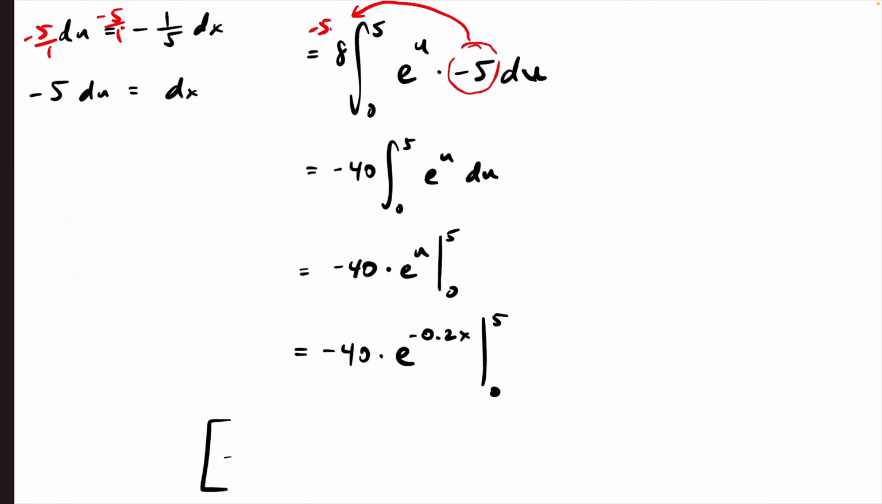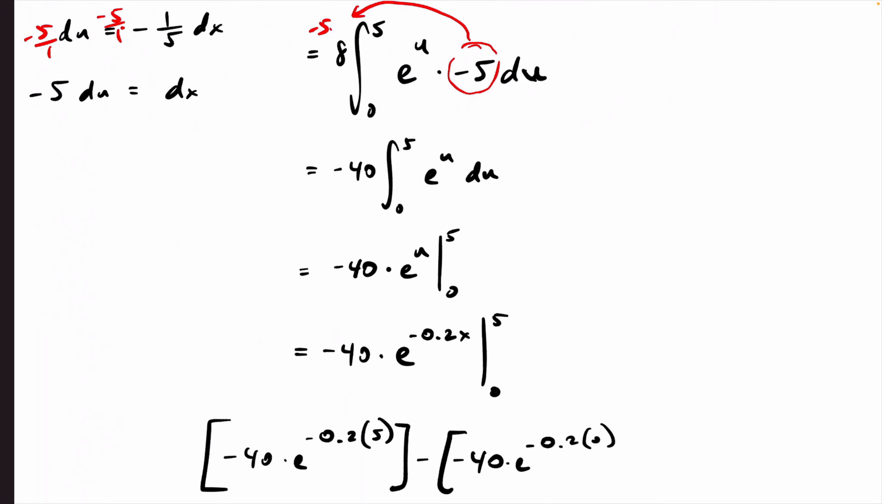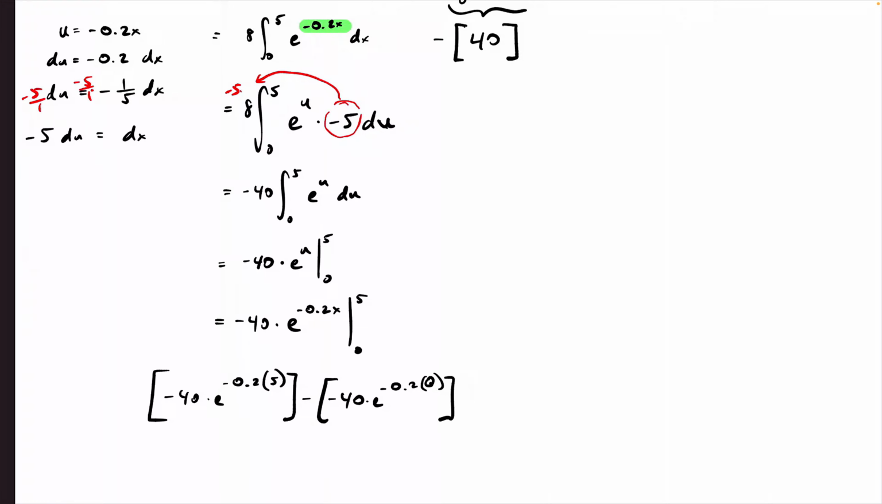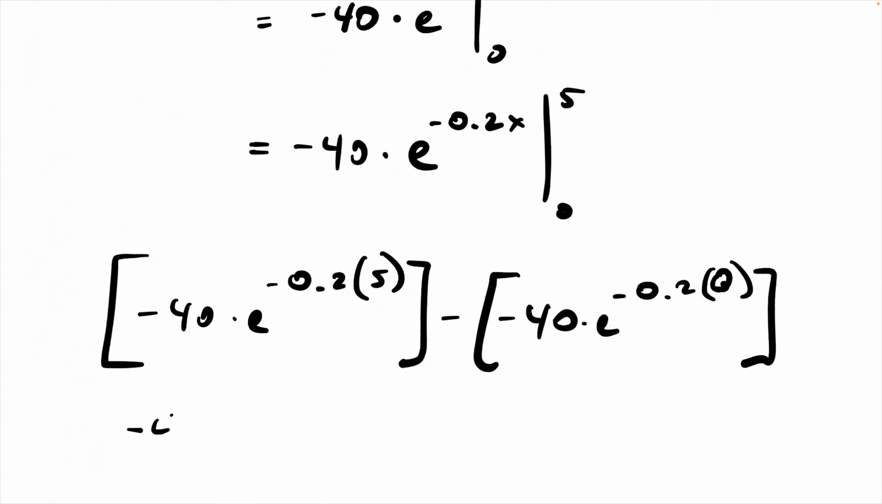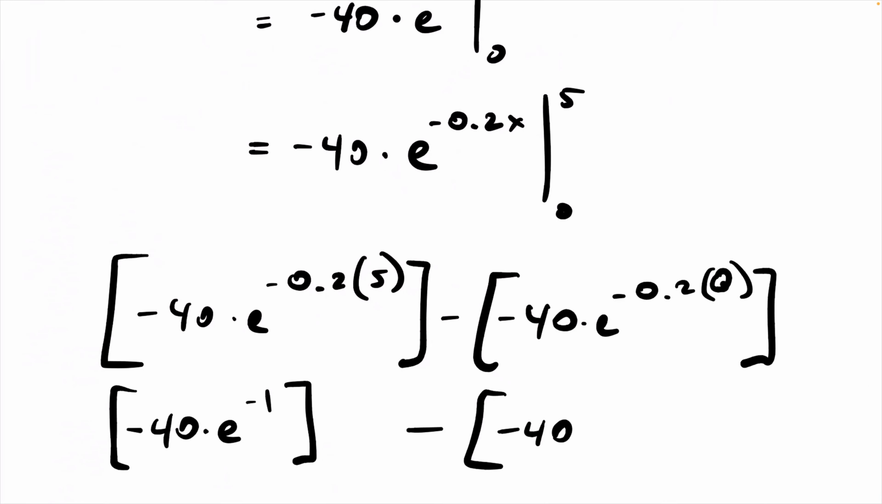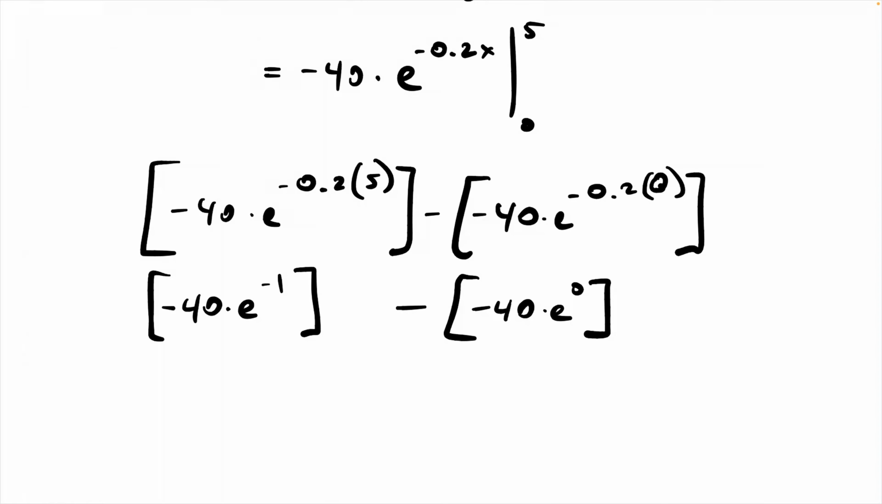So I'm going to plug in 5. Plug in 0. So negative 40 times e to the, this would be negative 1, because negative 0.2 times 5, or negative 1/5 times 5, is negative 1, minus negative 40 times e to the 0. E to the 0 is just 1. So that's really just negative 40.